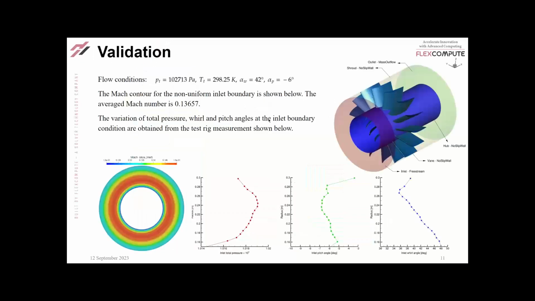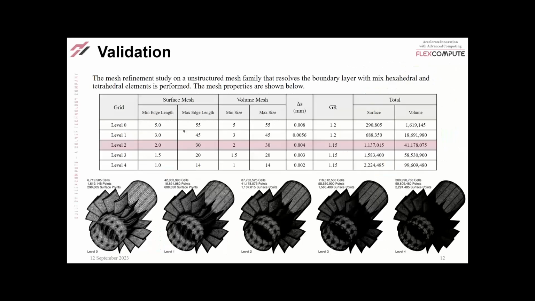Okay. So here, let's have a validation study before performing the optimization. On the top, you will find the flow conditions, including the total pressure at the inlet, total temperature at the inlet, and the flow swirl angle and the pitch angle. At the bottom, the Mach contour is shown. This Mach contour is the inlet condition applied to the inlet plane. And in order to obtain this non-uniform distribution over the inlet, we use the total pressure variation with radius, pitch variation with radius, and swirl angle variation with radius from the test rig measurement.